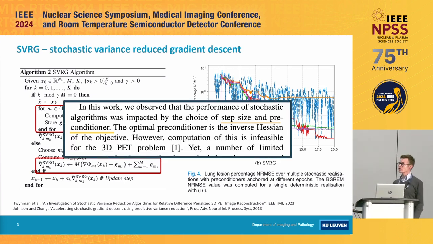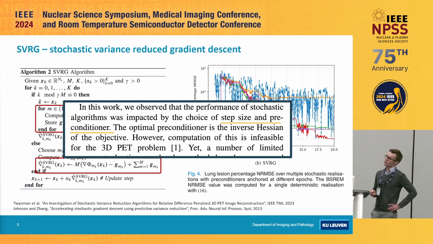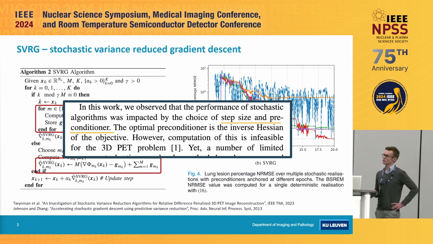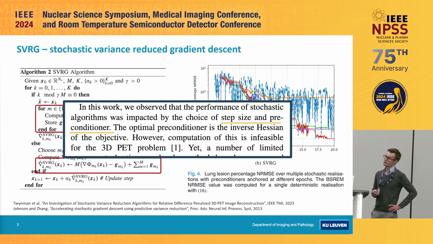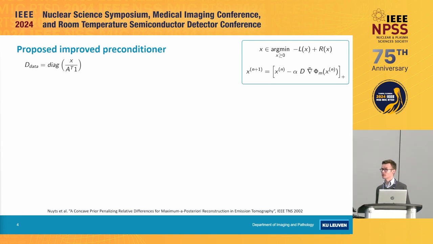So if you read the discussion of Robbie's paper, it's mentioned that they observed that the performance of stochastic algorithms was impacted by the choice of step size and preconditioner. The optimal preconditioner is the inverse Hessian of the objective function, but this is hard to compute, okay? But obviously it's probably worth looking into getting a better preconditioner and finding a somewhat smart rule on how to choose the step size. Okay, so this is what we did.